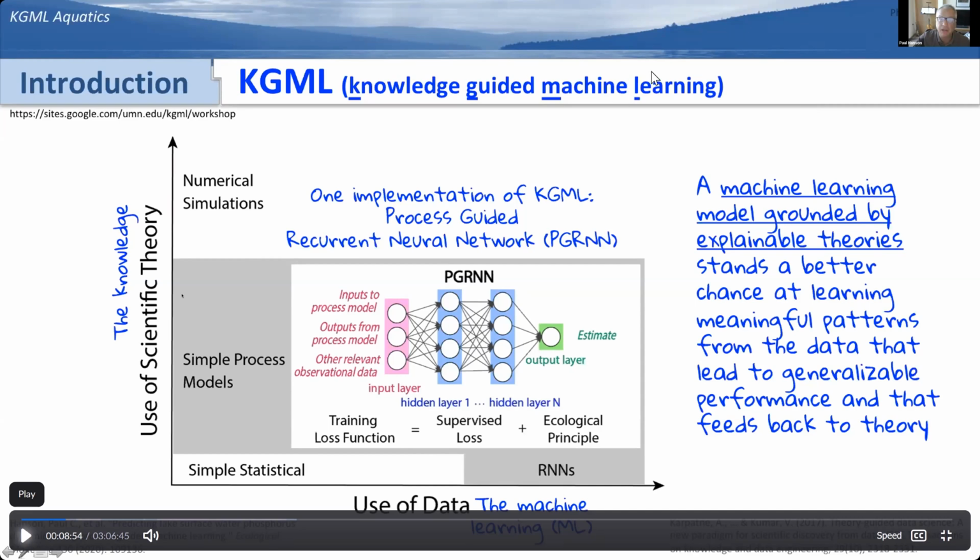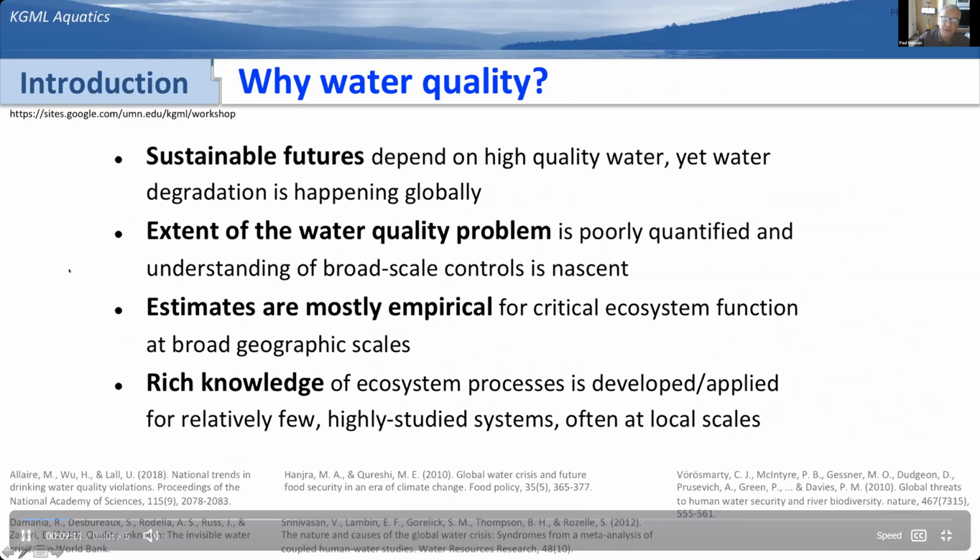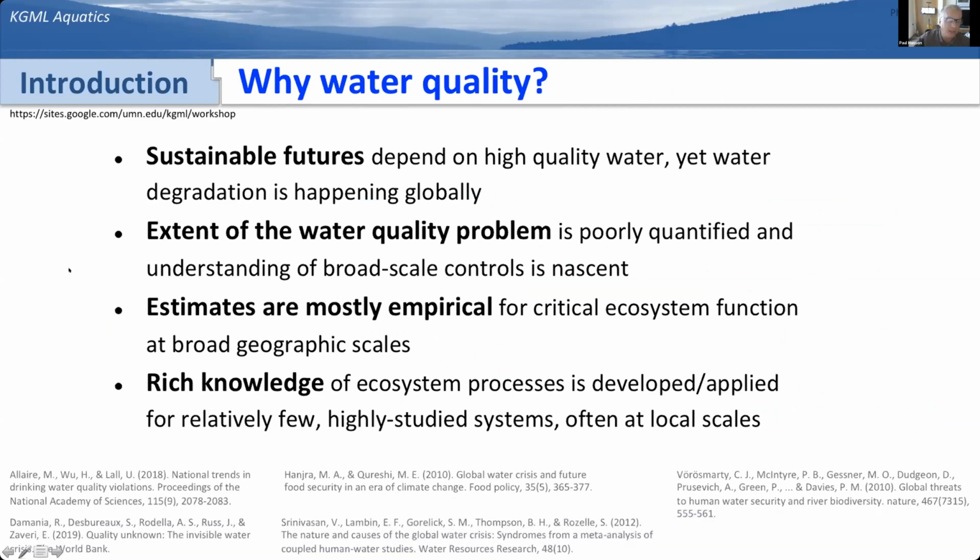You're going to hear a lot about water quality today. So why water quality? All of our futures depend on water quality. The sustainability of the planet depends on fresh water and its availability. We do know that water quality is diminishing globally, but we have a poor quantification of the state of ecosystems around the globe. And we are just beginning to understand what, especially at broad space and time scales, is affecting changes in water quality. Most of the estimates that we have of water quality are empirical in nature and from statistical models at broad space and time scales.